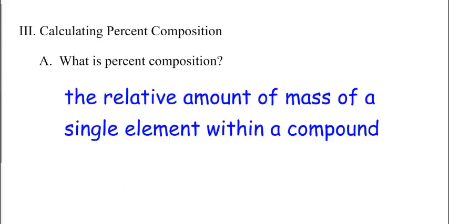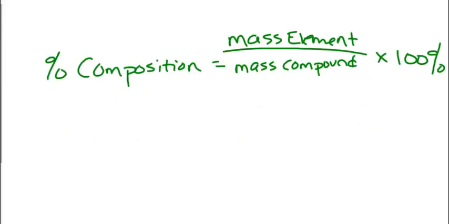So in Roman numeral 3 of your notes, what is percent composition? It is the relative amount of mass of a single element within a compound. The equation for percent composition is the mass of an individual element over the mass of the whole compound times 100%. You'll find a percentage for each element in the compound.